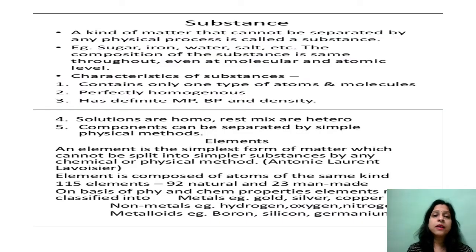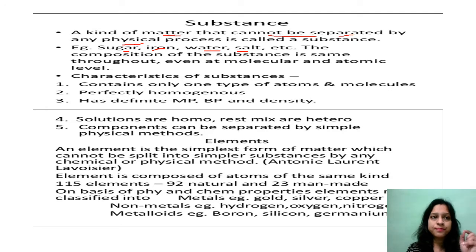Now the question comes: what is a pure substance, or what is a substance, how can we define a substance? Basically, a substance is a matter which cannot be separated by any physical method. Let me give you examples: sugar, iron, water, salt. All of these are examples which cannot be further separated. Sugar crystals: C12H22O11 is the formula of sugar.